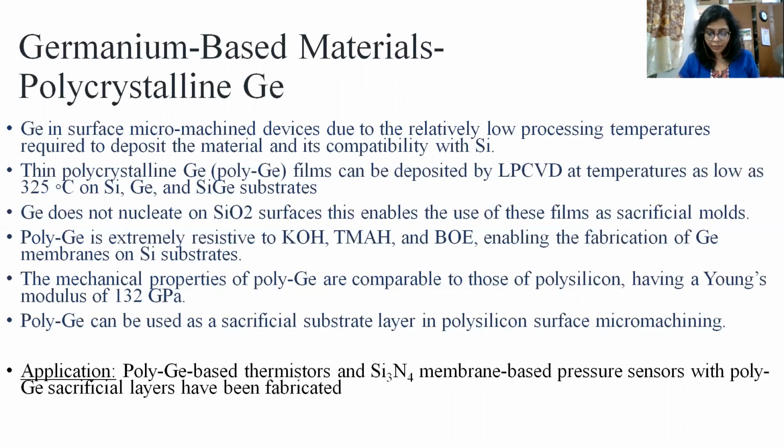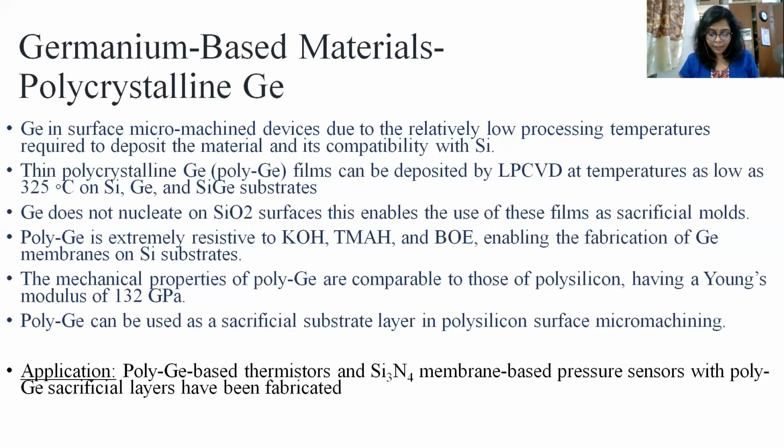Germanium does not nucleate on silicon oxide, enabling it to be used as a sacrificial mold. Residual stress in germanium can be removed completely when annealed at 600 degrees for 30 seconds. Polygermanium is highly resistant to etching by KOH, which enables us to fabricate polygermanium membranes.